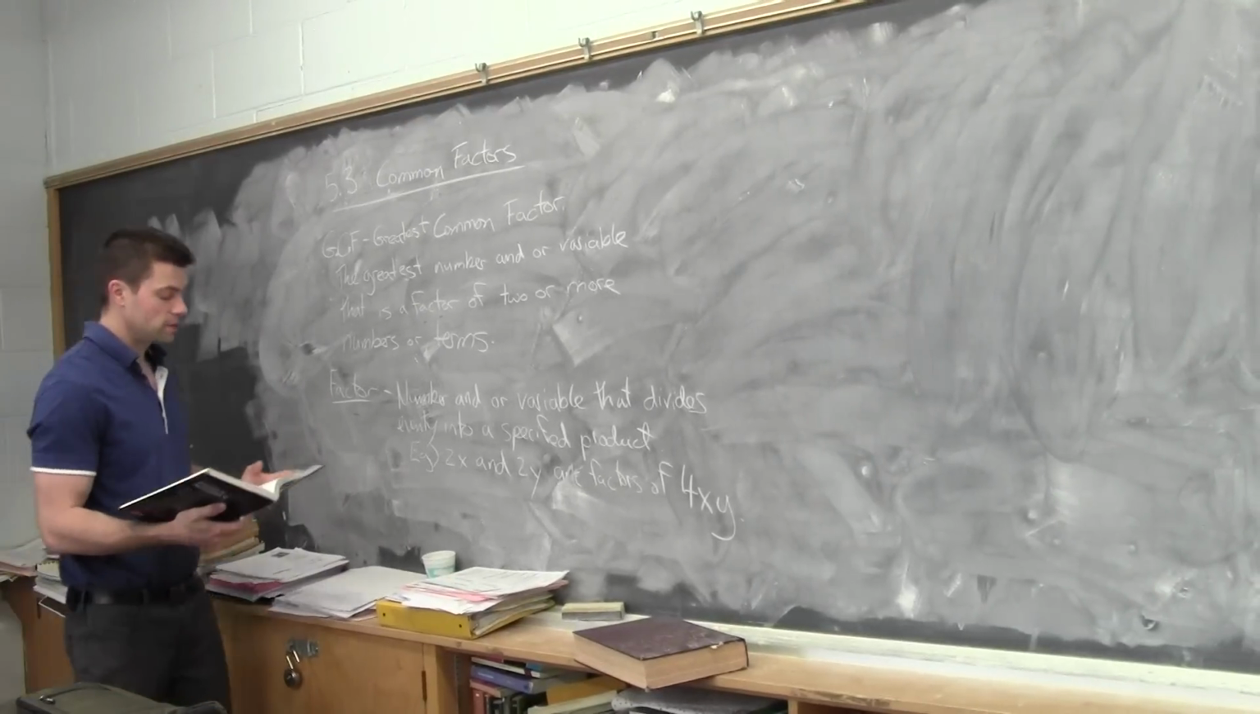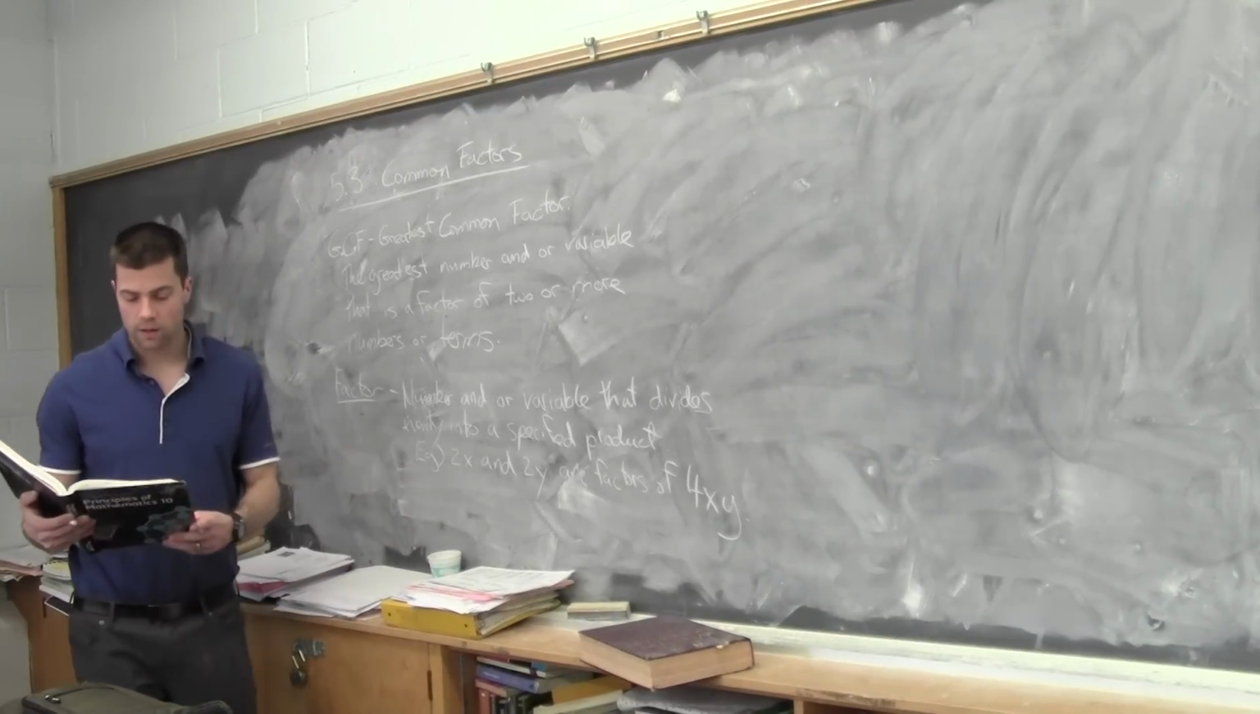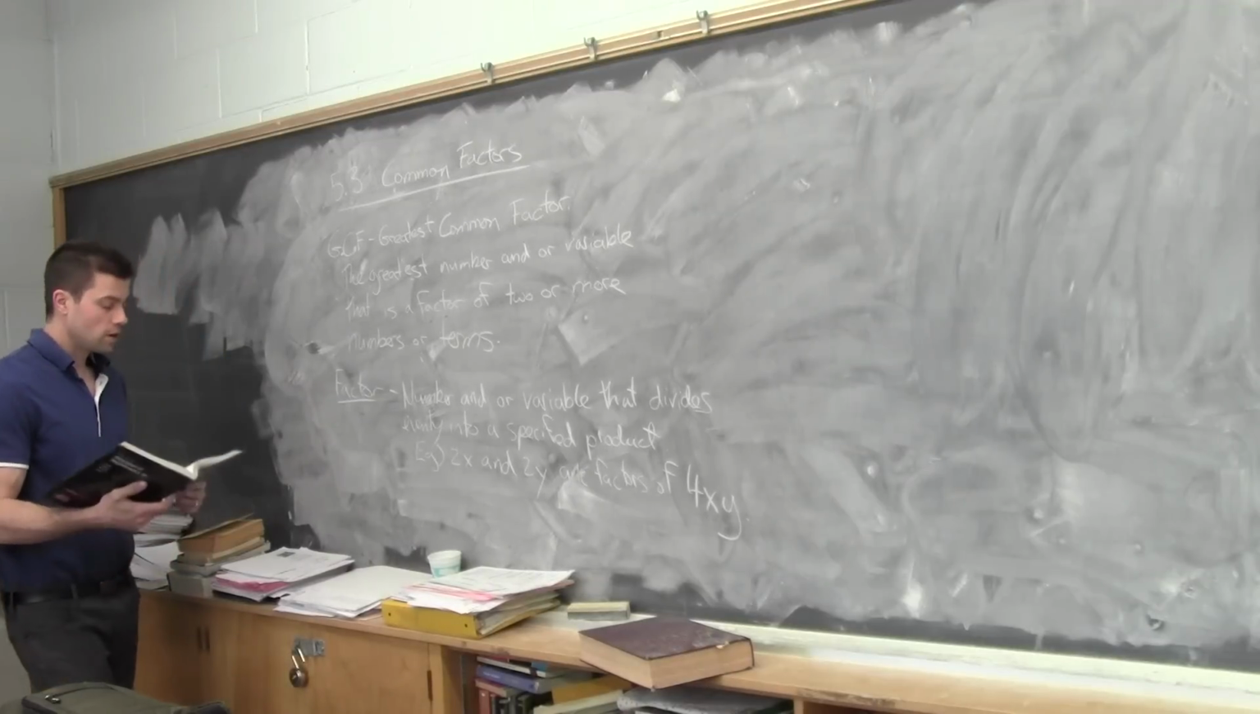All right, so we're looking at section 5.3. This is on page 228 in your textbook. We're looking at common factors.